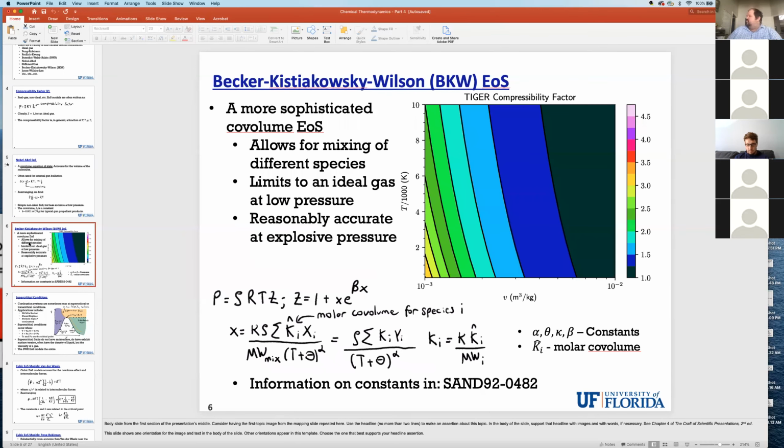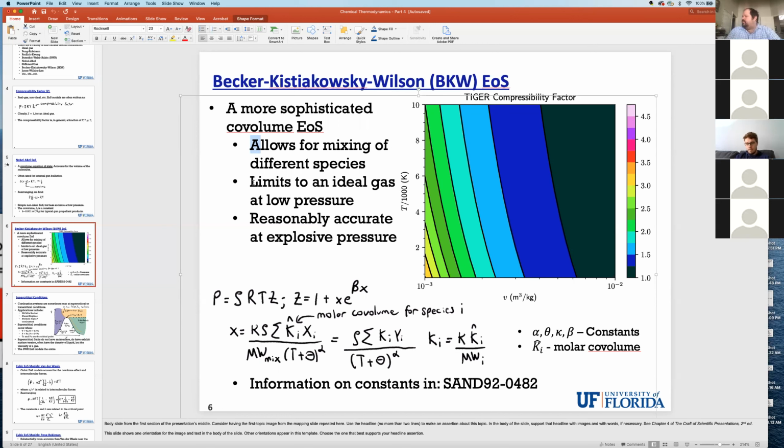Okay. The other equation of state, and this one you're going to have lots of homework on because it's not too trivial, but it's also not too super duper complicated, is the Becker-Kistiakowsky-Wilson, or BKW, equation of state. It's really a more sophisticated co-volume equation of state. It easily allows for mixing of different species, and you can account for the different co-volumes of all the different species. It also limits properly to an ideal gas at low pressure, and it is reasonably accurate at explosive pressures. So we can do mixtures, we can do low pressures, and we can do high pressures.